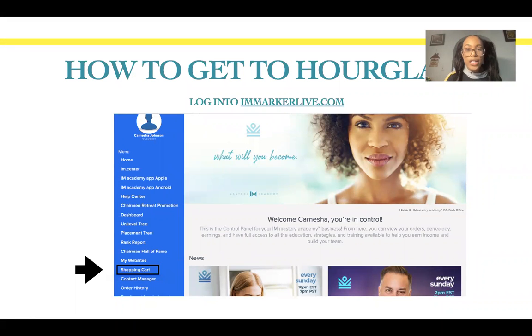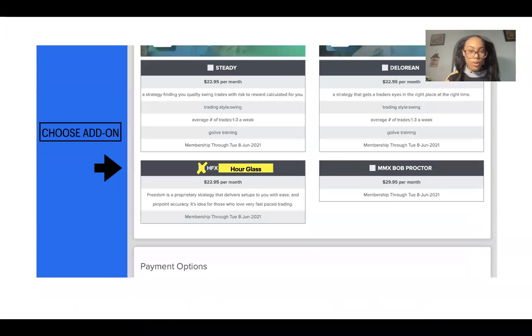So when it comes to HFX, there are products that you should get when you are trading HFX. So what you want to do is log into your back office, im.academy, and go to shopping cart, because this is where you're going to find the hourglass tool. So hourglass is specifically for HFX, but if you know how to trade regular Forex, you can use the hourglass tool as well. Okay. So go to shopping cart. And once you get to shopping cart, you want to scroll all the way to the bottom, and you're going to find that hourglass tool. It's $22.95 a month. Okay.